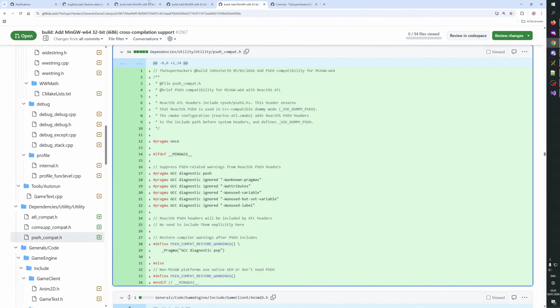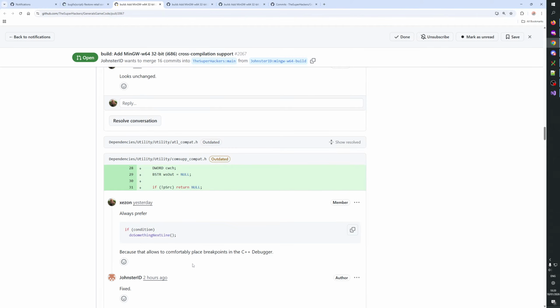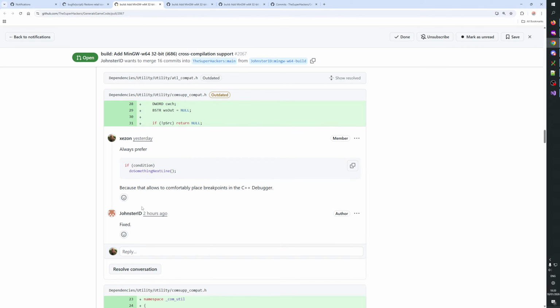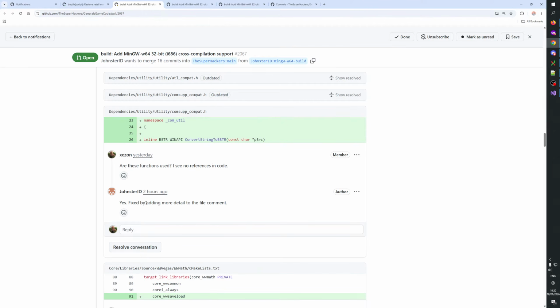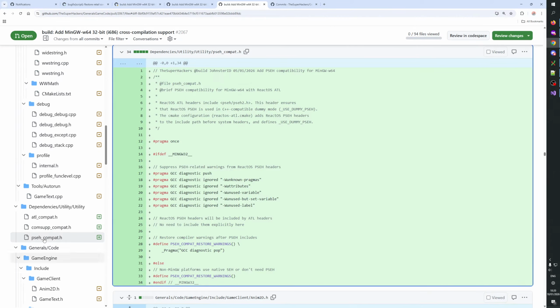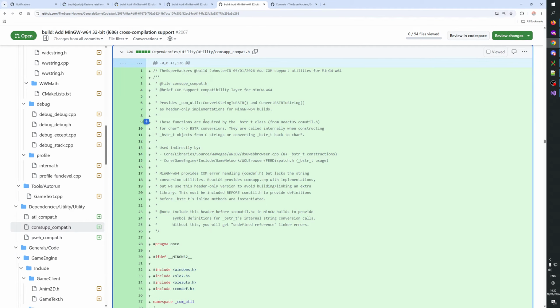Okay. Okay, fair enough. Resolved. Always prefer this. Okay, I trust that he has done that. Are these functions used? Yes, fixed by adding more detail to the file common. Com subcompat. Com subcompat. Okay, aha, okay. Okay, cool.